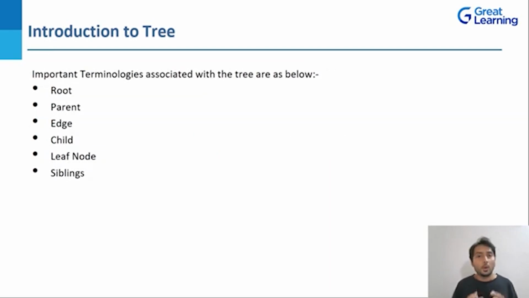So these are a few important terminologies associated with a tree. So what are these? We have something called a root node. We have something called a parent. Then we have something called an edge, a child node, a leaf node, and the sibling. Now, just by looking at these terminologies, you'll not understand what they are.